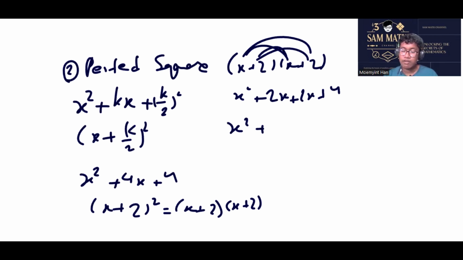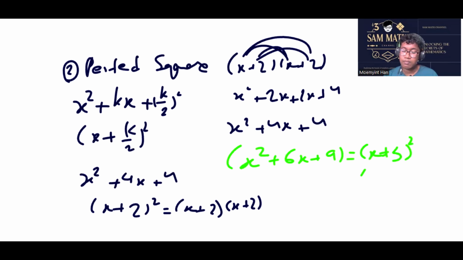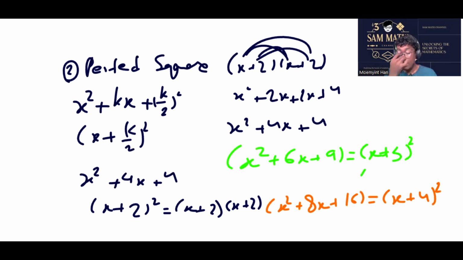If you want to try it even more, you can try this pair: a squared plus 6x plus 9 is equal to (a plus 3) the whole square. And then a squared plus 8x plus 16 is equal to (a plus 4) the whole square. So this is the structure over here.